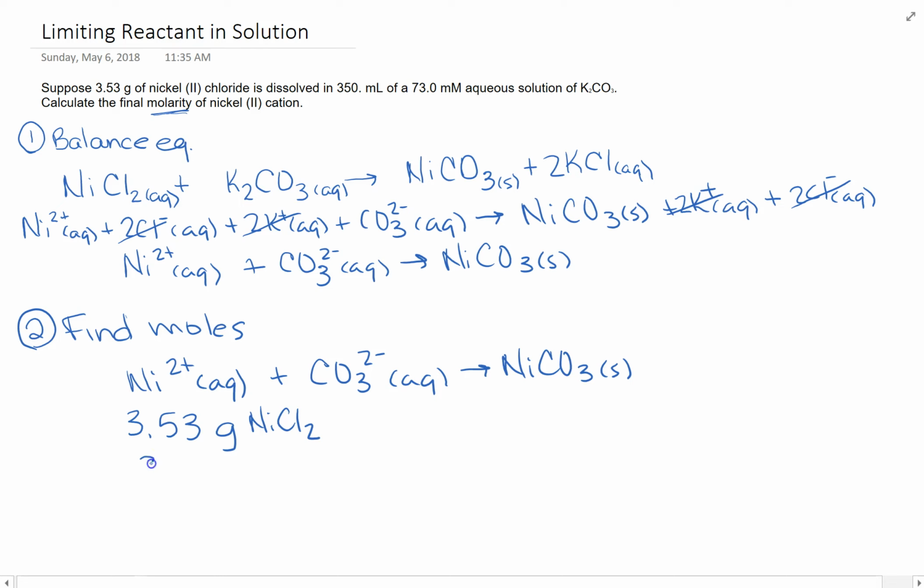And ultimately, I need to find the concentration of the ion. So I'm going to put it like that so that I know what I'm ultimately looking for. Then it says I have 350 milliliters of a 73.0 millimolarity aqueous solution. So I'm going to go ahead and write that down. That kind of looks like this carbonate, right? So I've got 350 milliliters of 73.0 little m, big M, and all of this is actually of K2CO3.